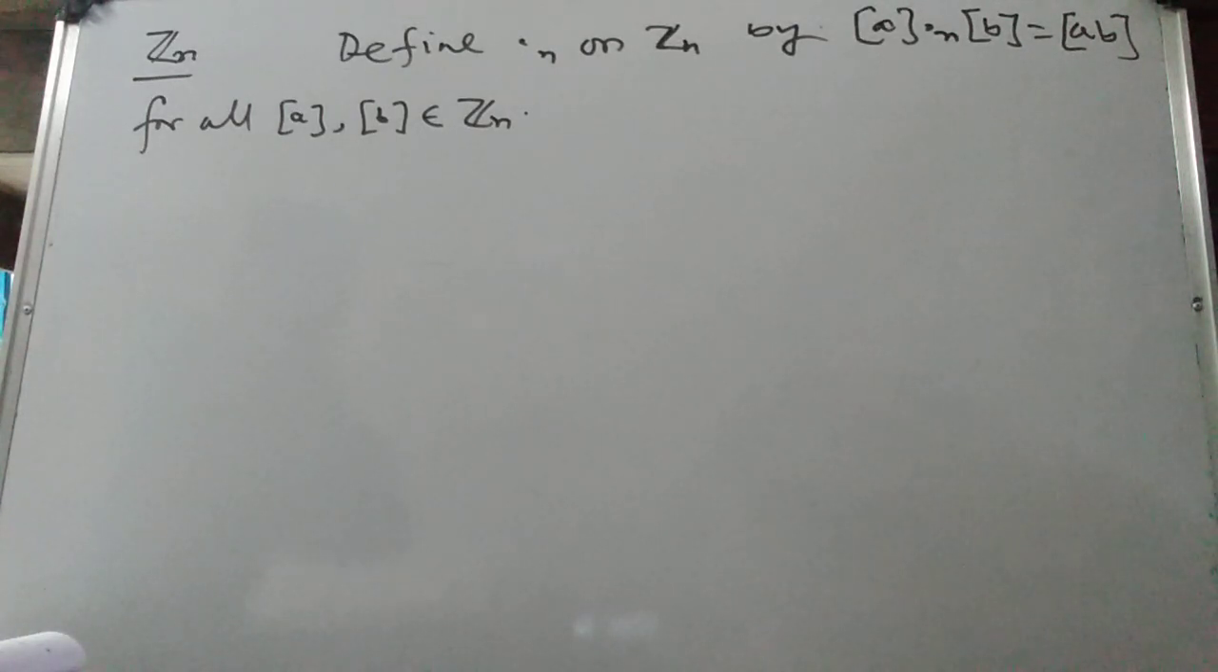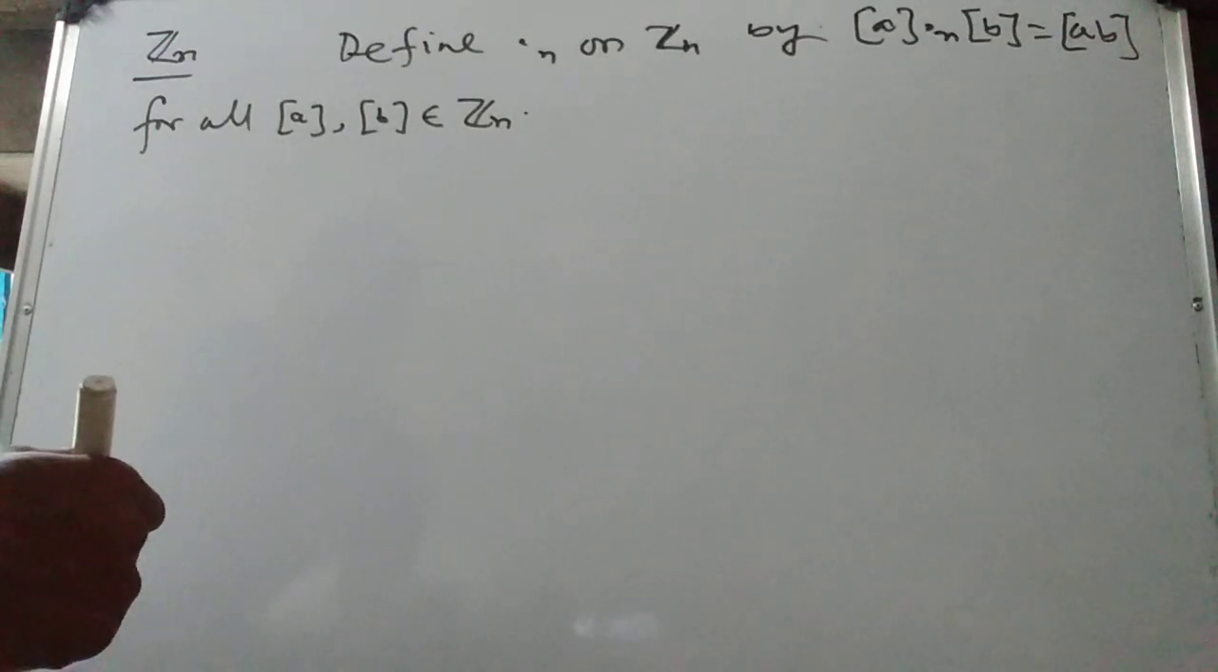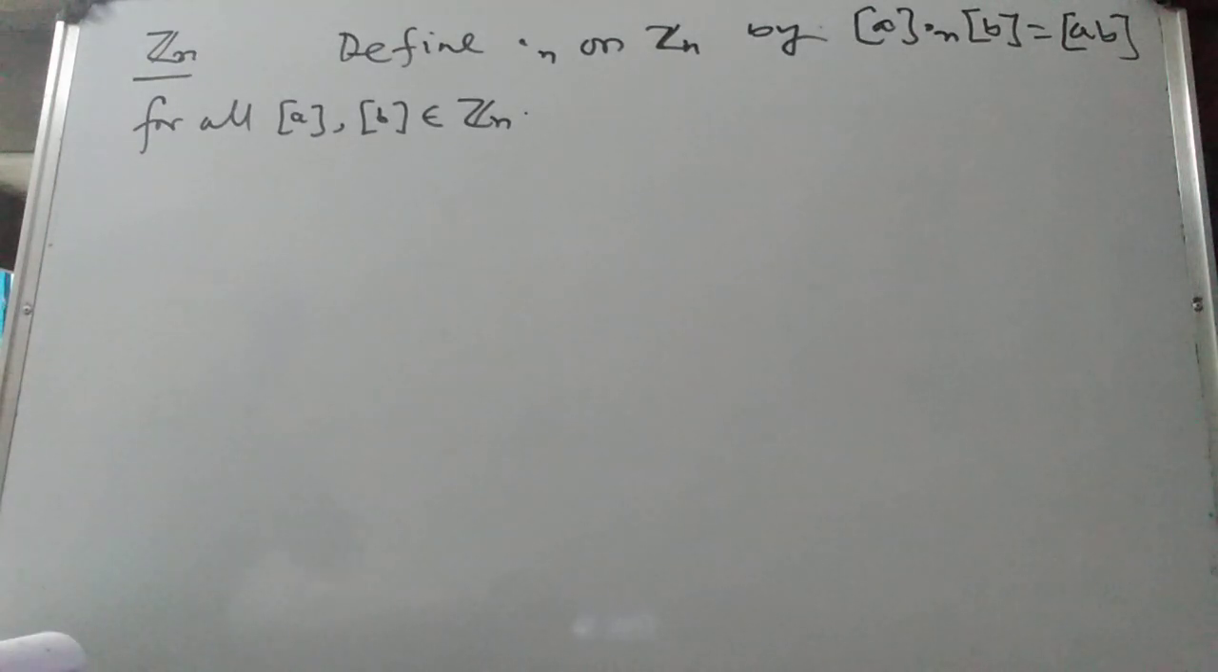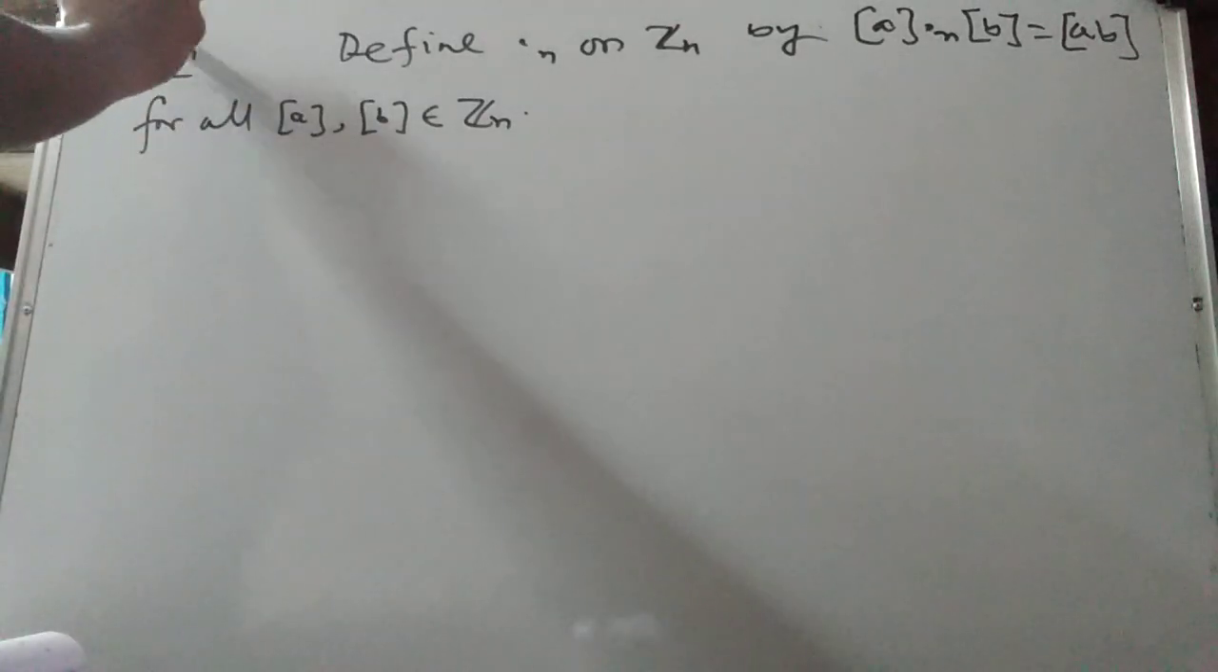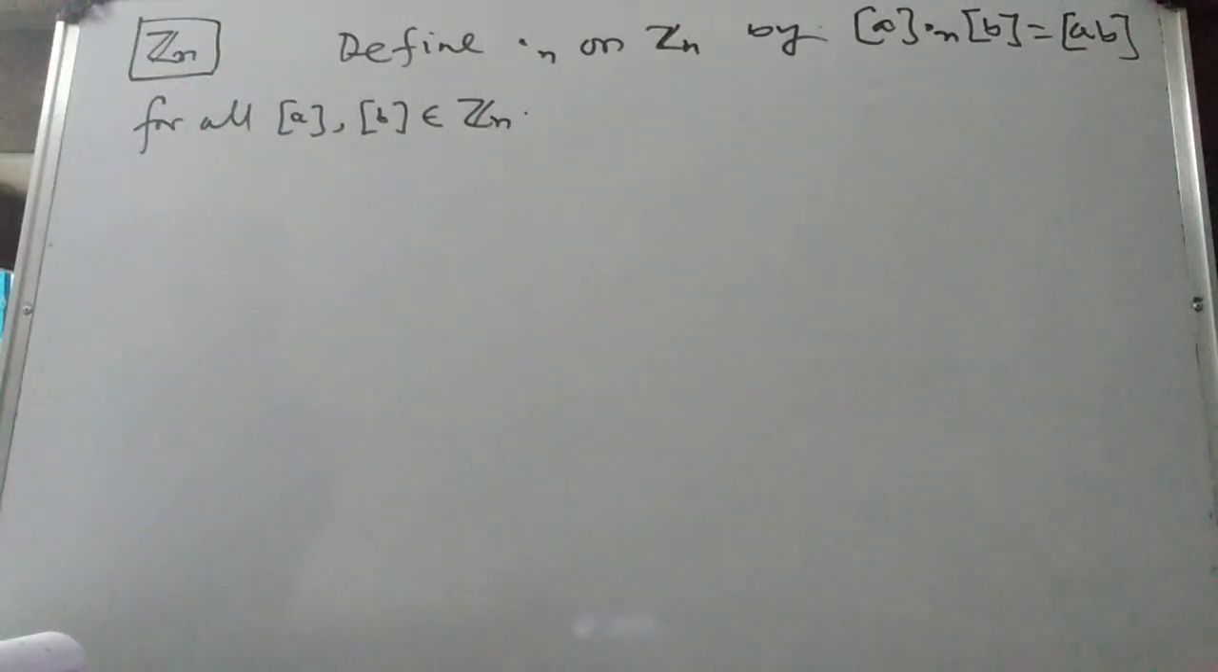If we include this 0, then what happened? If we include this 0, then obviously all products become 0. So 0 creates some problem, the 0 class. Multiplication with respect to modulo n with the 0 class becomes 0, so it has no meaning at all. So this 0 class creates some problem here.